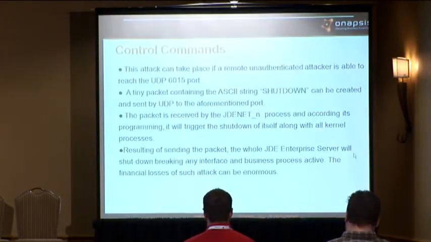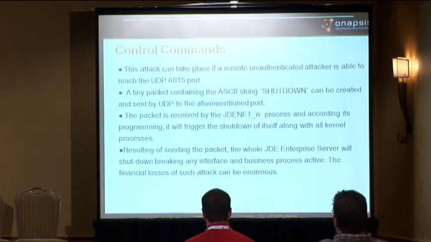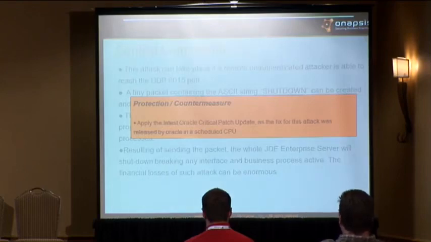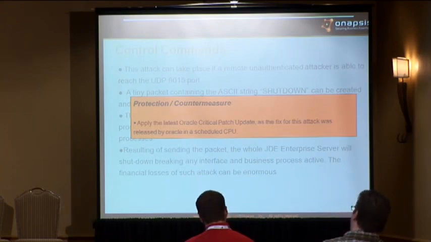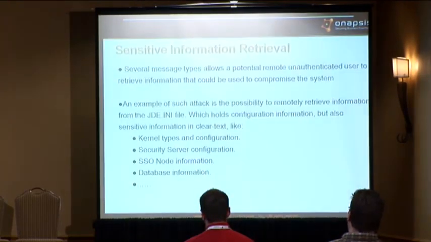So just summing up what's possible to be done, you just create a UDP packet, send it to UDP 6015, and the server shuts down. How do you fix this? This is a vulnerability for which the fix was released by Oracle. So you need to apply the latest Critical Patch Update, and you will be covered. You won't be susceptible to this vulnerability.